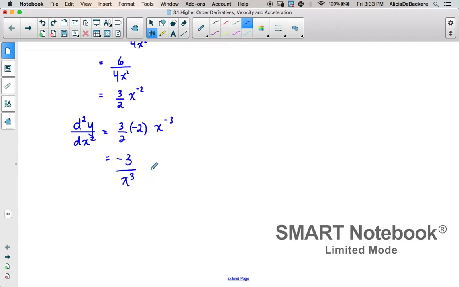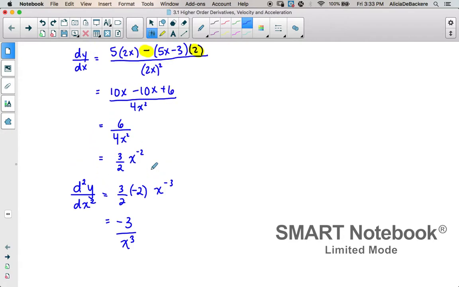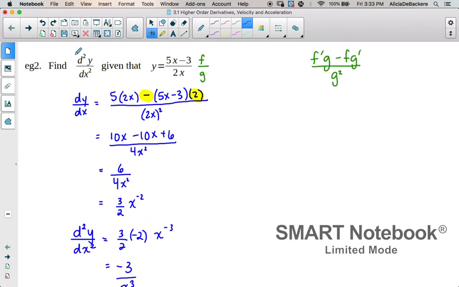All right. And just like last time, if this question had said find the first derivative and the second derivative, then I would have simplified this line here and brought that x down to the denominator as well. But because it only asked for the second derivative, I didn't simplify the first.